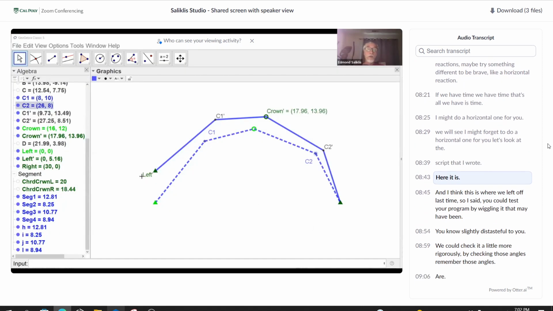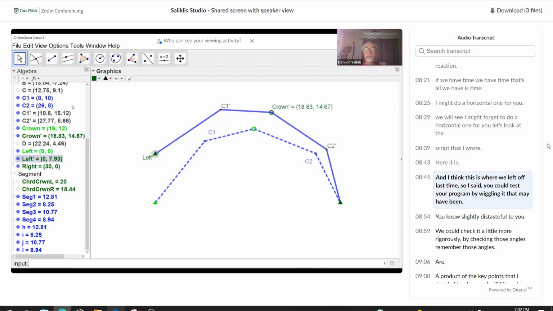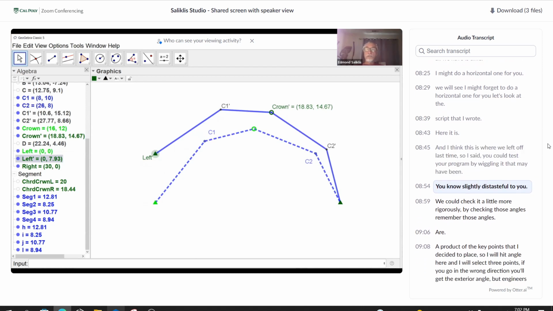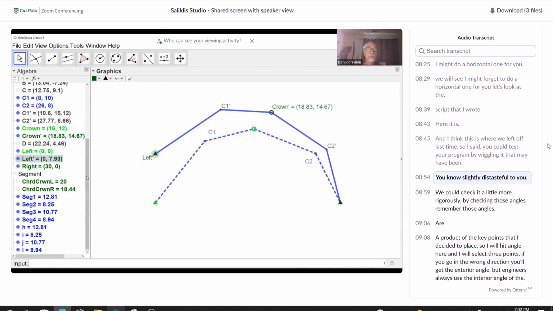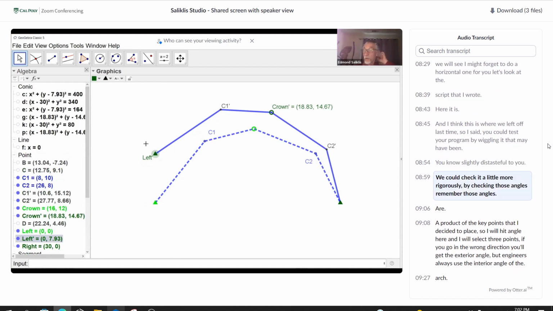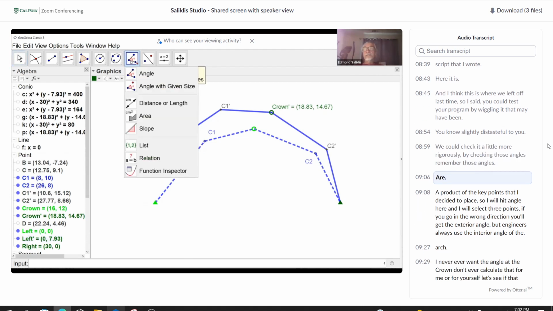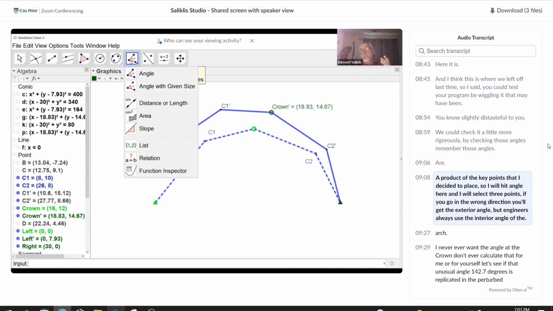Here it is. And I think this is where we left off last time. So I said you could test your program by wiggling it. That may have been slightly distasteful to you. We could check it a little more rigorously by checking those angles. Remember, those angles are a product of the key points that I decided to place.